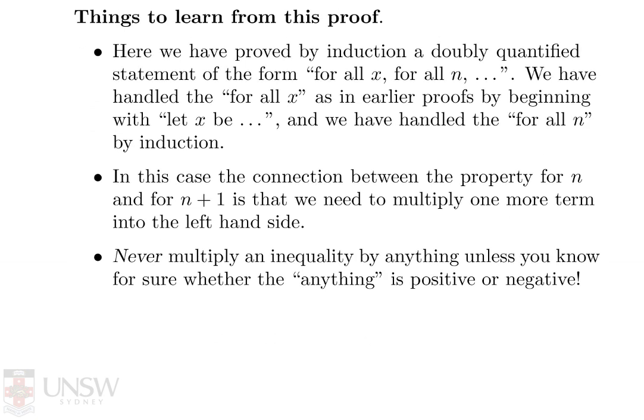And third comment, I mentioned this before, but it's worth repeating. If you've got an inequality, you can multiply both sides of the inequality by the same thing, as long as that's a positive thing you're multiplying by. So never multiply an inequality by anything unless you know for sure whether the thing you're multiplying by is positive or negative. If it's positive, you just do it. If it's negative, you have to reverse the inequality.